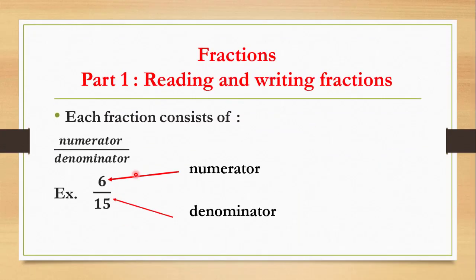Okay. Any fraction consists of, as we said before, a top number and a bottom number. The top number is called the numerator, and the bottom number is called the denominator. So we have numerator and denominator. The numerator here is 6 and the denominator is 15. 6 over 15.